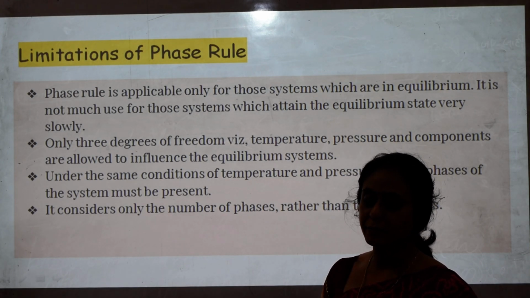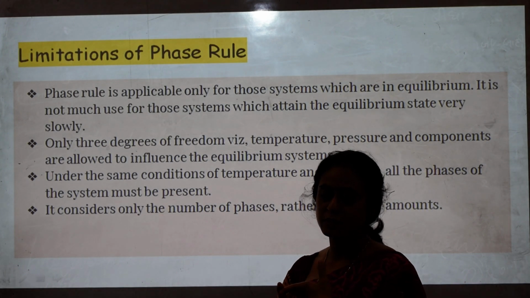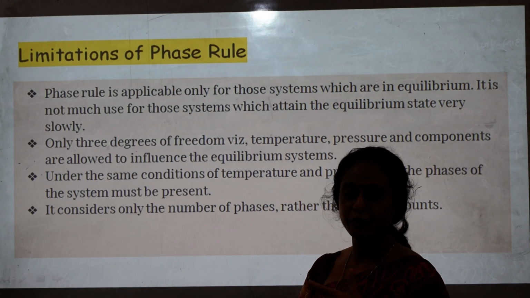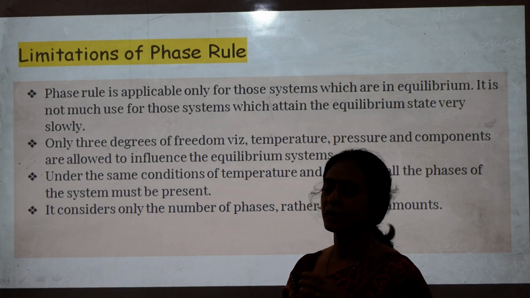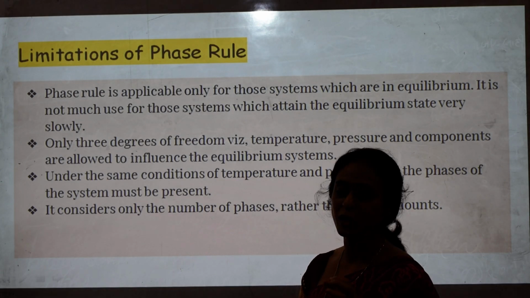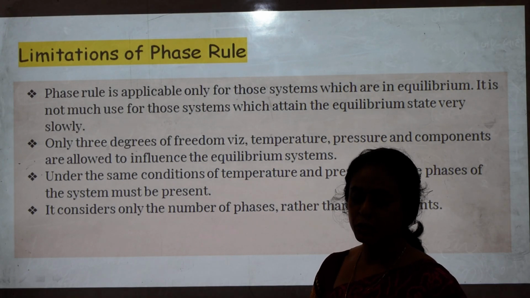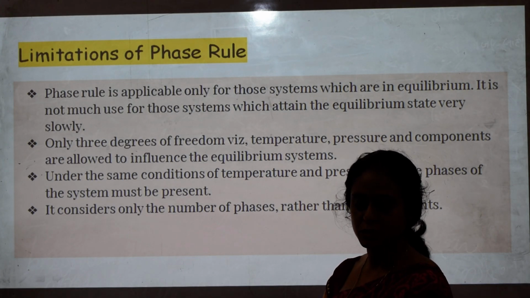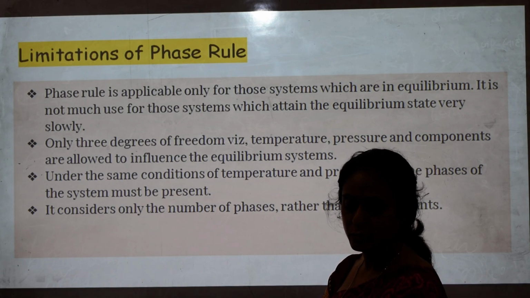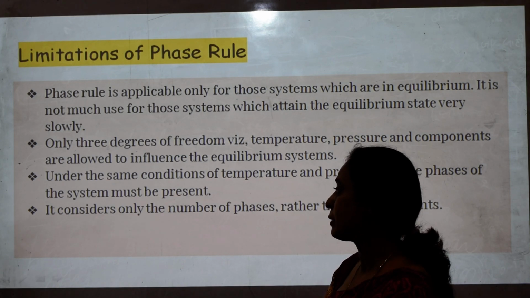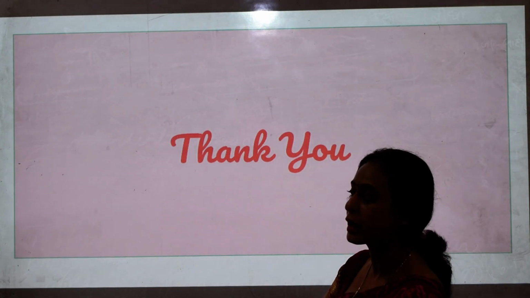The limitation is that it is applicable only to systems which are in equilibrium. First and foremost, equilibrium is essential. Only 3 degrees of freedom are allowed to explain the equilibrium system, because when we draw a graph, x, y, z axes, only in those can we draw it. And the same conditions of temperature and pressure apply, and all phases must be present. It considers only the number of phases rather than their amount. This is very important. We are just considering the number, we are not considering the amount.